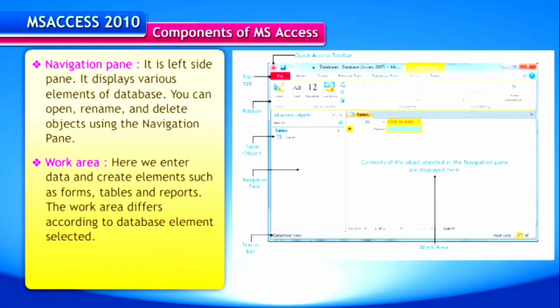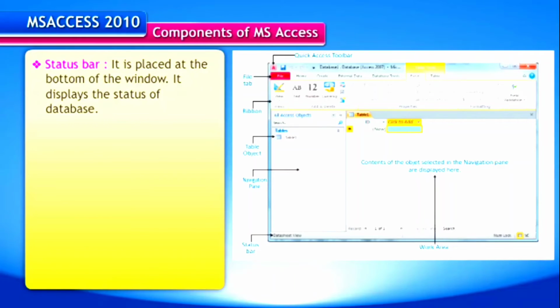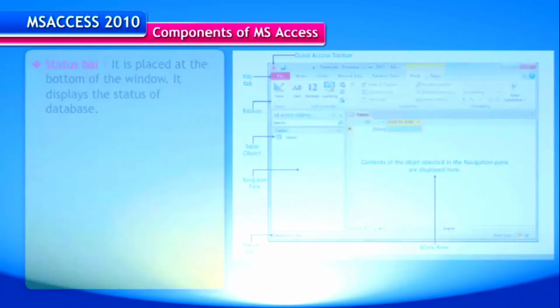Work area. Here we enter data and create elements such as forms, tables and reports. The work area differs according to the database element selected. Status bar. It is placed at the bottom of the window. It displays the status of the database.